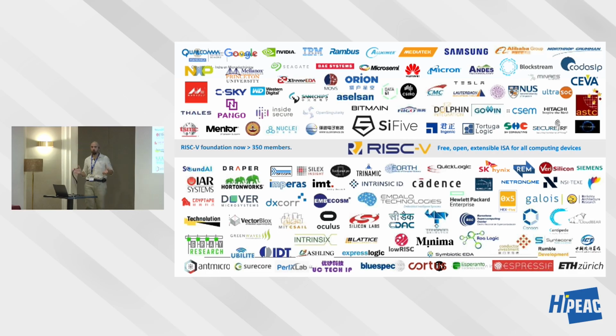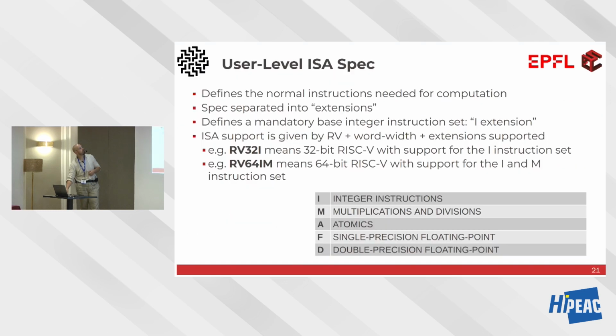So there are a lot of companies. It's not a toy example. Many companies are investing in RISC-V. There are a lot of both commercial and non-commercial products, open source and closed source implementations of CPUs based on RISC-V. Here you see a few of them.